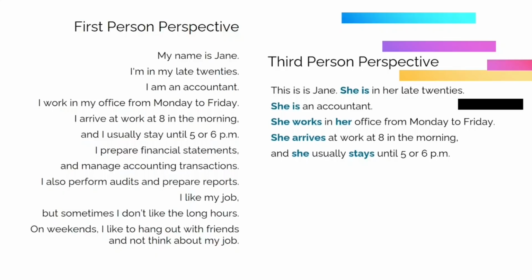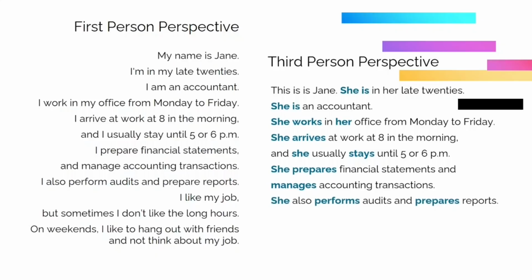Particularly about her job description, we say she prepares financial statements and manages accounting transactions. She also performs audits and prepares reports. Notice the pattern here. In simple present tense, when we are talking in a third person's perspective, singular, we have to add the S at the end of each verb following the subject.